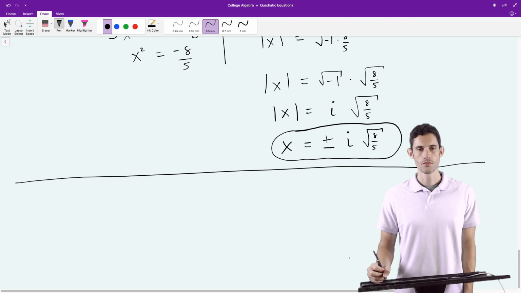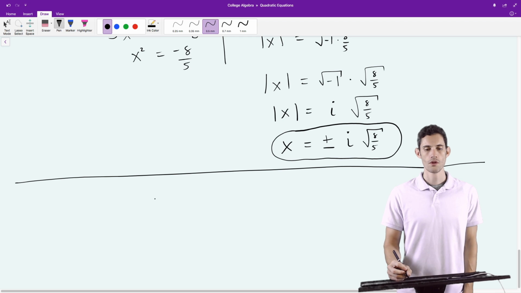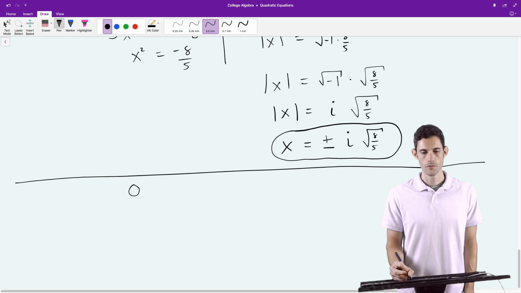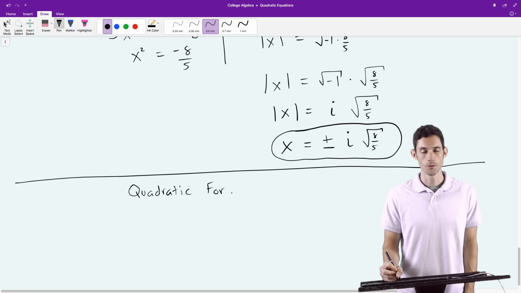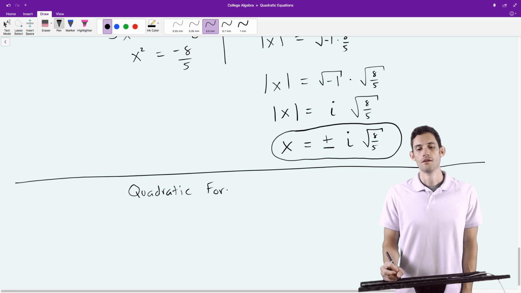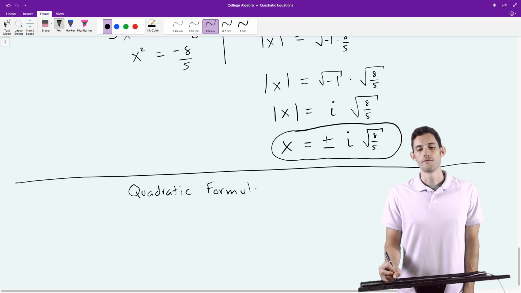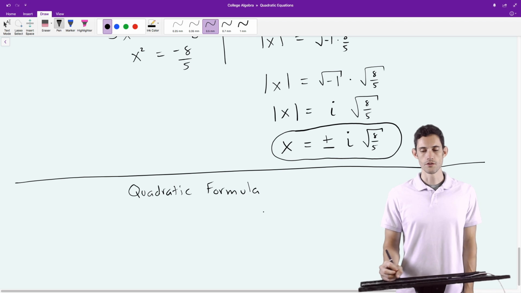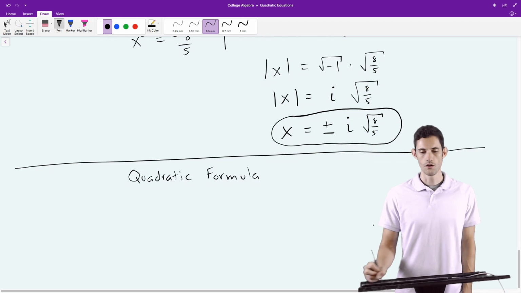So let's talk about the quadratic equation. So this is a way of solving all quadratic equations. I should have said, let's talk about the quadratic formula. The quadratic formula is a way to solve all quadratic equations.